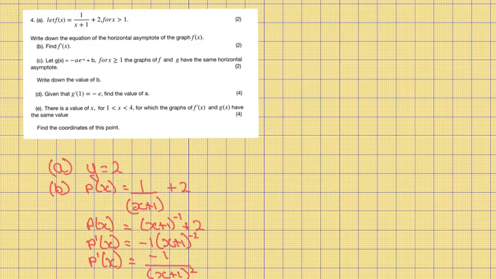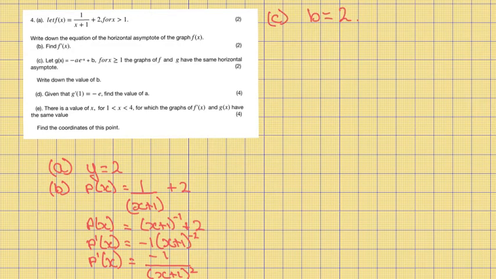C. Let g of x equal minus a times e to the power of minus x, plus b, for x greater than or equal to 1. The graphs of f and g have the same horizontal asymptote. Write down the value of b. Any exponential graph also has a horizontal asymptote at y equals 0. So because it has a horizontal asymptote at y equals 2, b must be equal to 2. So b is 2.